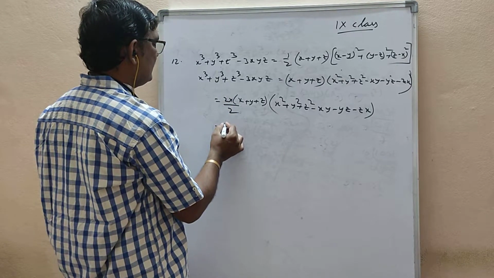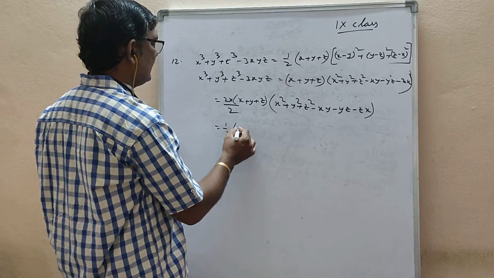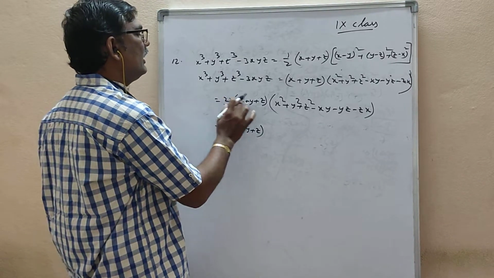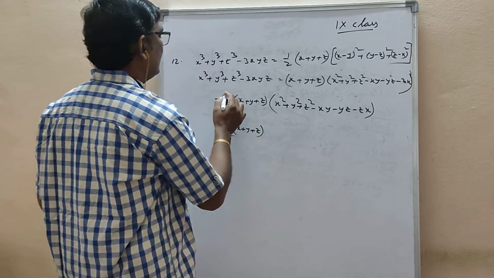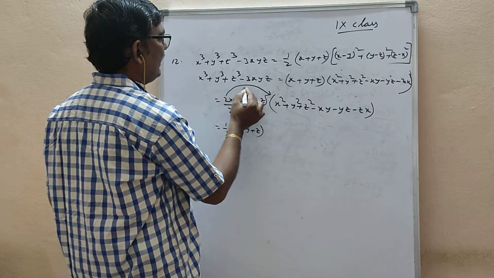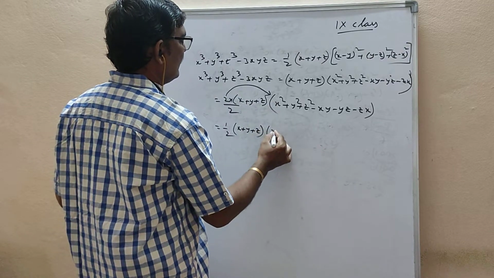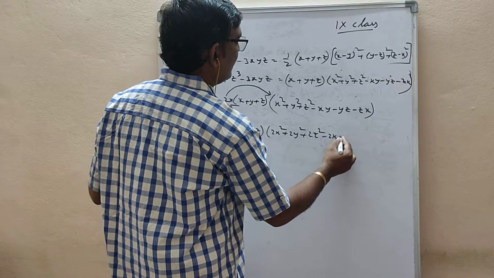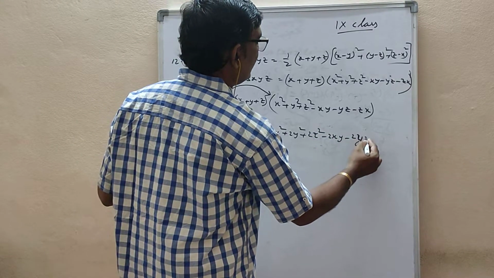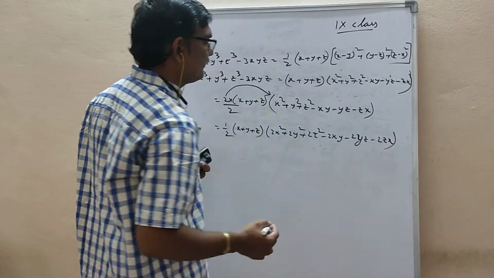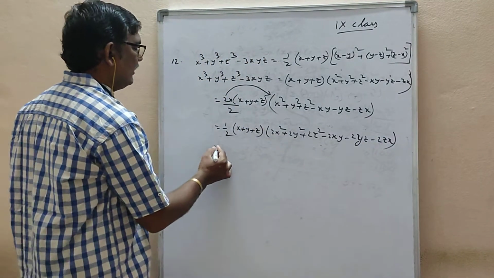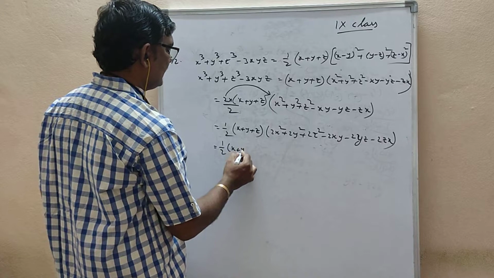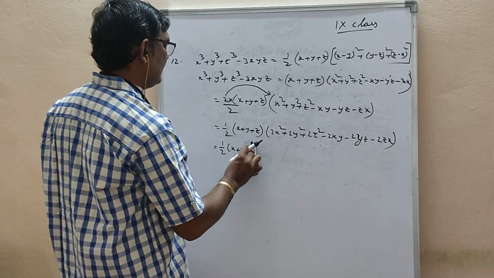But what I am doing here is, this 1 by 2 I am writing as it is, x plus y plus z also I wrote as it is. With this 2, I should multiply each and every term inside this one. With this 2, I should multiply every term here: 2 into x square, 2x square, 2y square, 2z square, minus 2xy, minus 2yz, minus 2zx. Okay, then this half into x plus y plus z I am writing as it is without any change.